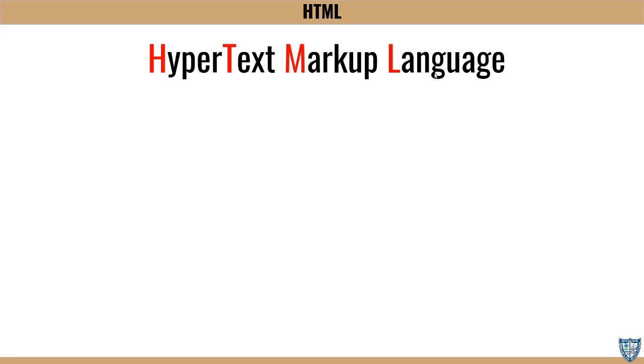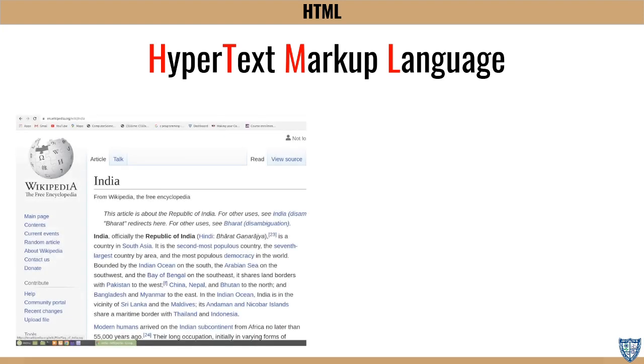Hypertext Markup Language. It is basically a computer language which is used for marking up hypertext. Hypertext means any text on a web page that you can click. That is known as hypertext. For example, suppose this is a website that you are visiting, a Wikipedia website about India. When you read this web page, you can see this article is about Republic of India.